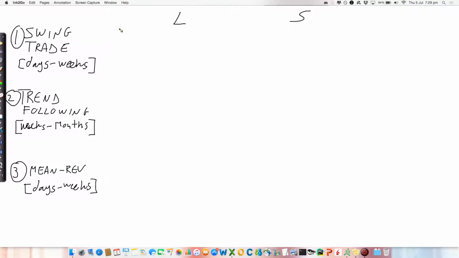Now, what should we look for when we are doing a swing trade? So that's what I consider. I consider three things for the long. I check if the price is above the 20 exponential moving average. Then I check if the 20 exponential moving average is above the 40 exponential moving average.